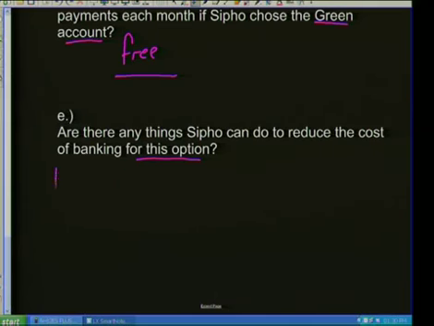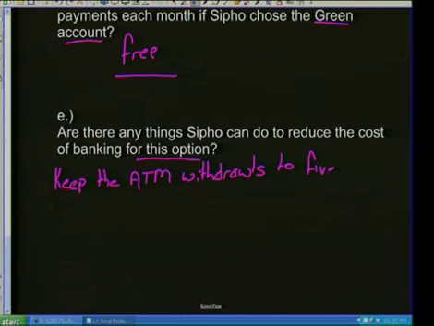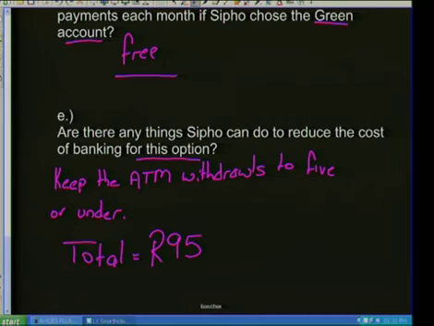Possibly just keep the ATM withdrawals to 5 or under. And in that case, he will pay a total, so let's put our total in here, a total of 95 Rand. So it seems like a really good account, this one. Paying 95 Rand, but remember he needs to keep his account low.